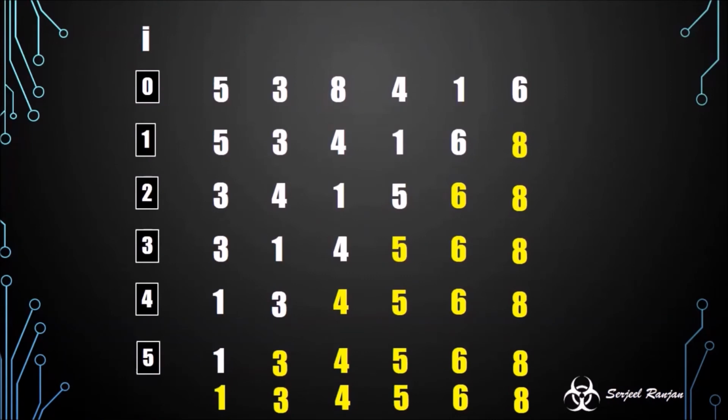Okay, so here I have given a chart which is showing the state of the array after every iteration. Here I have mentioned the value of i. When i was 0, it means no traversal was done. Our original array was 5 3 8 4 1 6. But after the first iteration, the first largest element, 8, has come to the last position. After the second traversal, our second largest element, 6, has come to the second last position. After the third traversal, our third largest element, which is 5, has come to the third last position, and so on.